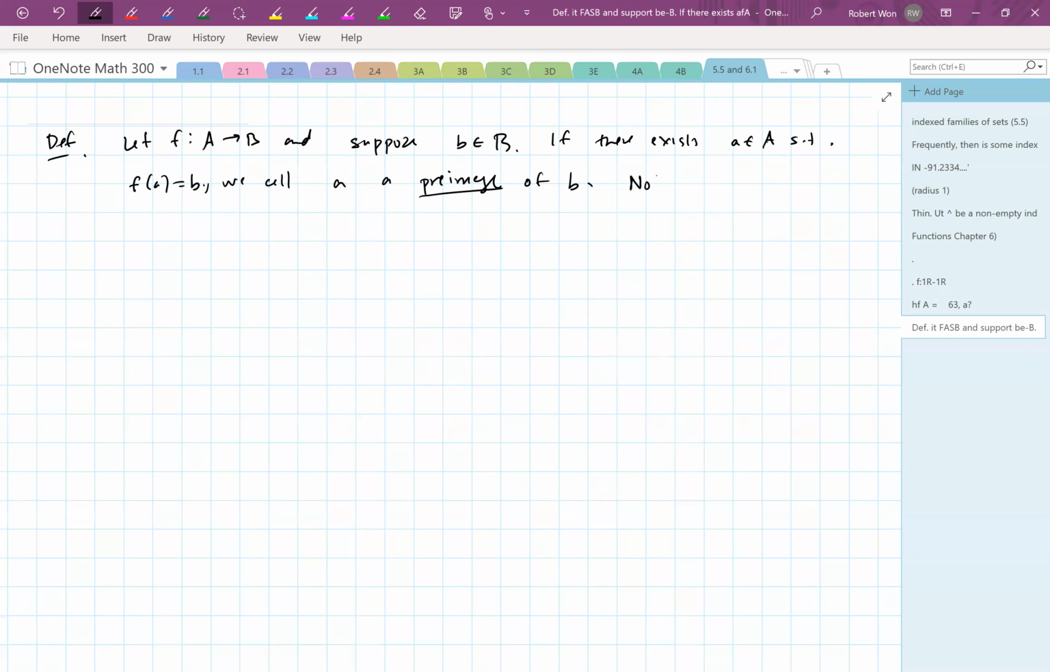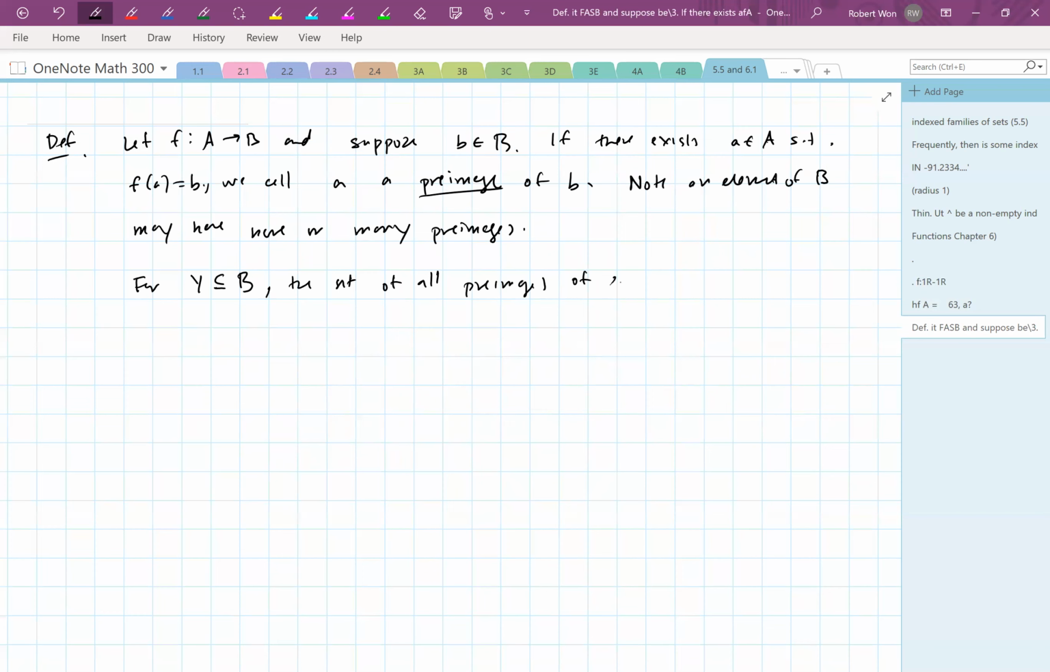Okay, so note that an element of B may have none or many preimages. A preimage is just something that maps over to it. There could be nothing, there could be more than one. There could be one. Similarly, for a subset Y of B, the set of all preimages of elements of Y is denoted by the following notation: f inverse of Y.